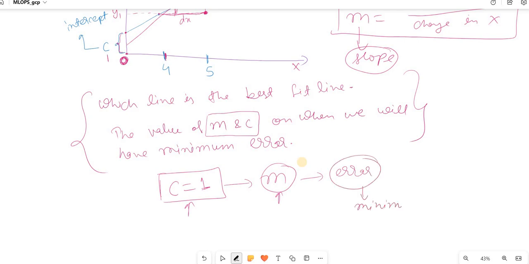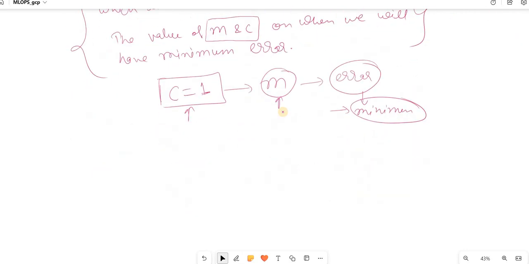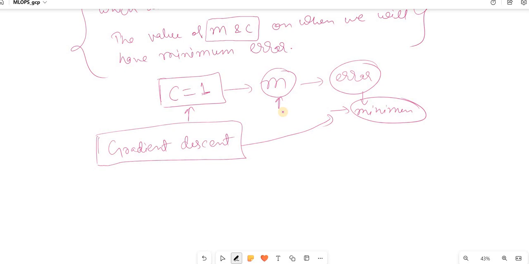This is the question. If it is minimum, then whatever value of M and C came the first time, that's final. But if it is not minimum, then it will iterate again, and the process will keep on going until we get this value minimum. And how that algorithm actually works, I will explain in class. That algorithm is called gradient descent, used to achieve the optimal value of M and C to make the error minimum.